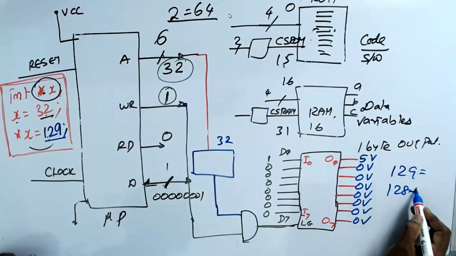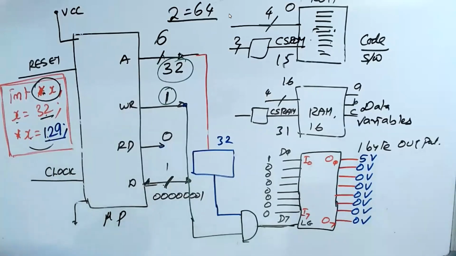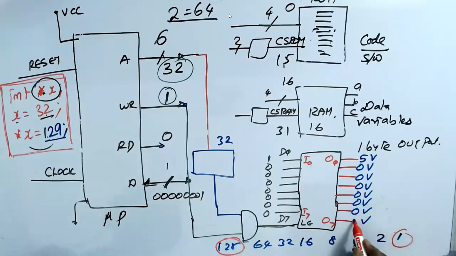128 plus 1. So what will happen? These 8 pins, you know that it's a binary value. These 8 pins have values of 1, 2, 4, 8, 16, 32, 64, 128. Now we need 129. Am I right? We need 129. So 128 plus 1. That means this becomes 5 volt. This becomes 1.